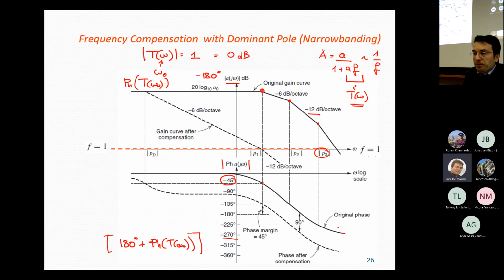What is interesting to observe is the fact that 1 over f typically does not depend on angular frequency. So the phase curve of A of j omega is practically coincident to the phase curve of the loop gain.